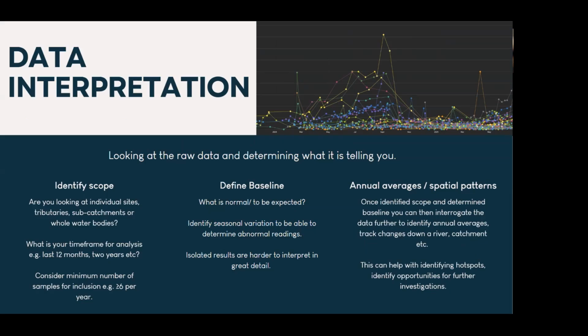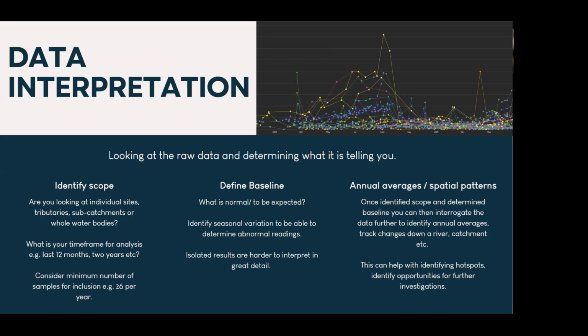So in terms of data interpretation, this is essentially looking at raw data that's been collected and then determining what it's telling you. So that story element. How you interpret this data will ultimately depend on the type of data that's been collected. But some of it, particularly relating to identifying the scope element, will have been determined by your monitoring plan. So again, this is where it links back to that plan and how vital it is. If you were looking at individual sites or catchment scale, for example, that should already have been determined in your plan and the direction of travel, so you won't necessarily have to decide that at this point.